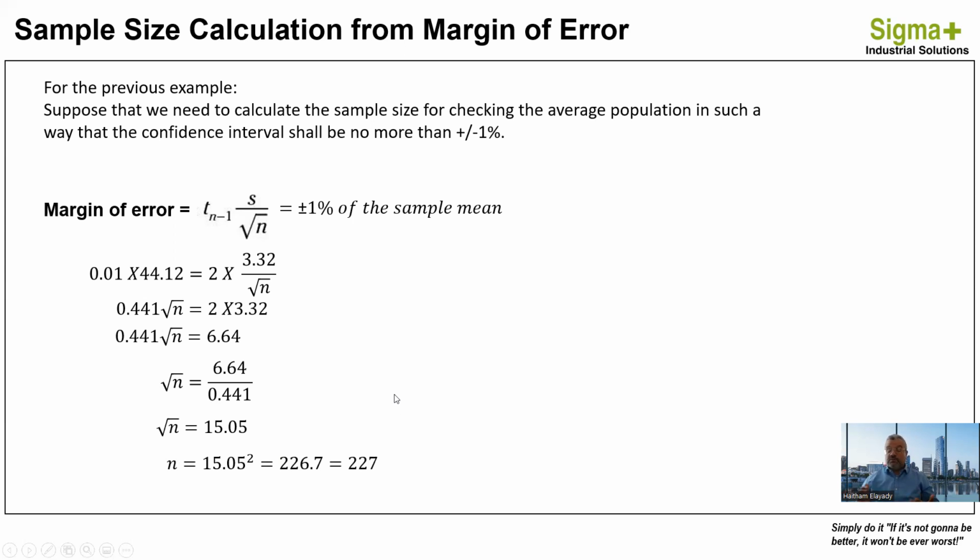Okay, so what does it mean? It means that whenever you want to reduce the level of the error with a high confidence level, indeed the sample size will increase. In the first scenario, the sample size was 50 and the margin of error was plus or minus 2% of the population mean. But in this scenario, the sample size increased to 227 for the margin of error of plus or minus 1%.